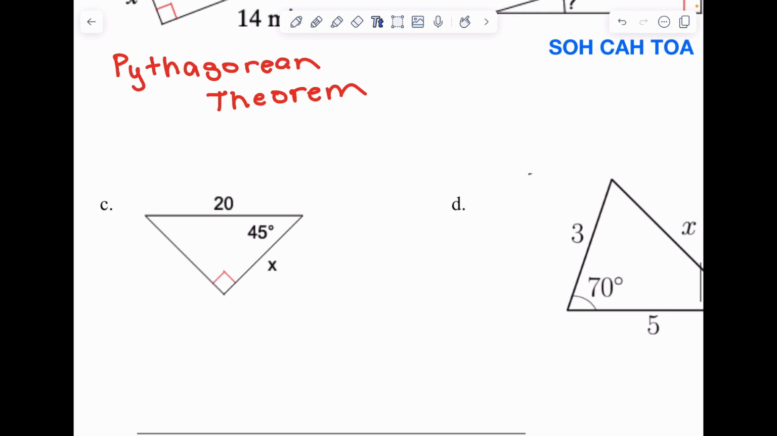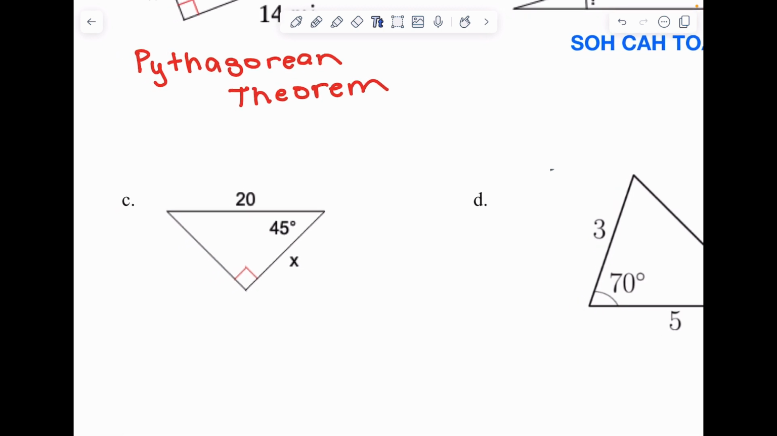Let's look at C. In C, I have a right triangle, and because I know one of the angles is 45 degrees, I already know that the other angle is also going to be 45 degrees. And so because this is a 45, 45, 90 triangle, I could use my 45, 45, 90 pattern. Or you could also use SOHCAHTOA if the problem said they were okay with the decimal answer. Since we're not sure, you can use either SOHCAHTOA or the 45, 45, 90 pattern, but just know that if they ask for simplest radical form, you probably want to use your 45, 45, 90 pattern.